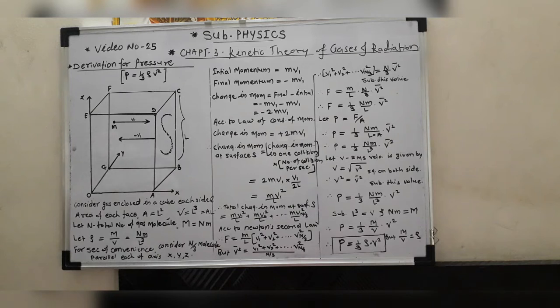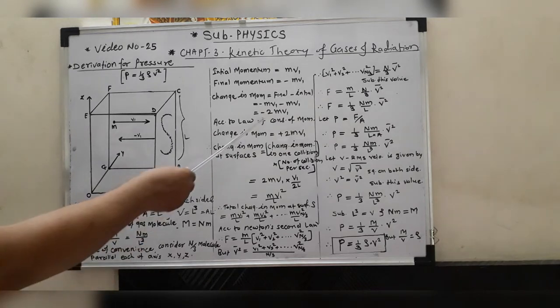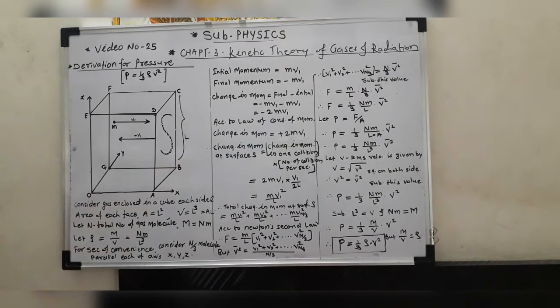Because momentum is nothing but the product of mass and velocity, therefore we have to take mv1. Mass is constant and the velocity varies. Therefore initial momentum is mv1, final momentum is minus mv1, and change in momentum is minus twice mv1.